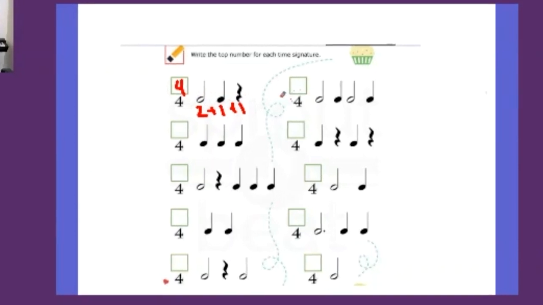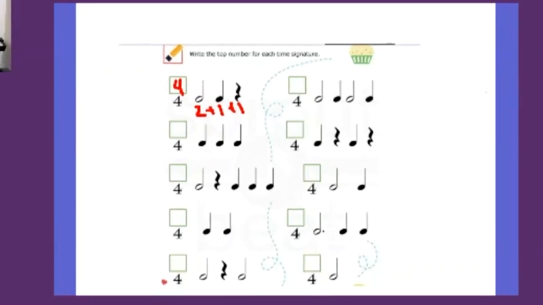And that is what I want you to work on for homework, okay? So hopefully you understand what you need to do. Add those notes up. If it equals to 4, that's a 4/4 time signature. If it equals to 3, then it's 3/4, and so on. Good job, and I'll see you in the next lesson.